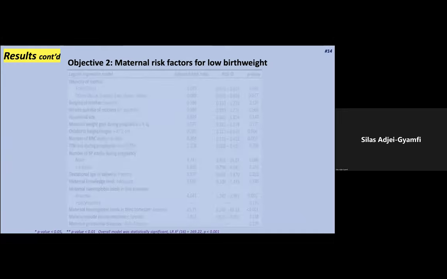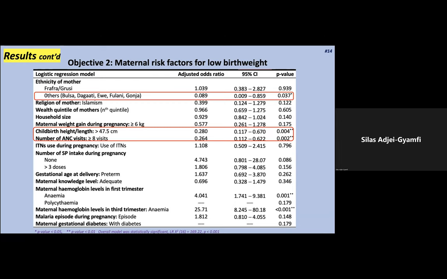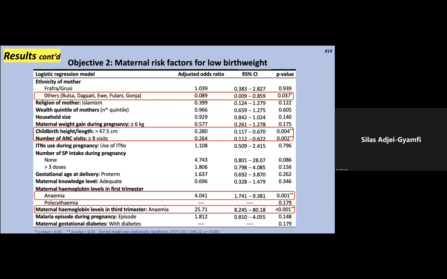Achieving objective two, for maternal risk factors for low birth weight, this was the logistic regression model in the multivariate analysis. It was discovered that mothers belonging to other ethnic groups, which are usually the minor ethnic groups, were less likely to give birth to low birth weight babies. It was also found that mothers who gave birth to children with heights greater than 47.5 centimeters and mothers who had 8 or more ANC visits were also less likely to give birth to low birth weight children. However, mothers with anemia in the first trimester of pregnancy and also anemia in the third trimester of pregnancy were more likely to give birth to low birth weight neonates.